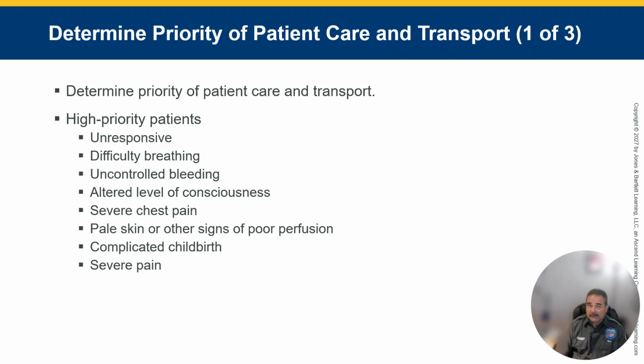Determining priority of patient care and transport. Hey, high priority, medium priority, low priority, there's all kinds of different priorities. These are your high priority patients: obviously unresponsive, they're having a hard time breathing, they got a lot of bleeding, altered level of consciousness, chest pain, they're pale, they're blue, those kind of things. If we have a young lady having complications during childbirth or any kind of severe pain, these are things that we need to prioritize and get them to the help that they need right away.